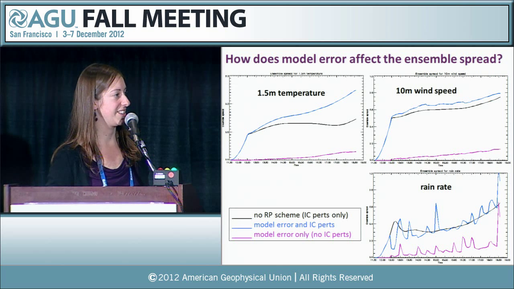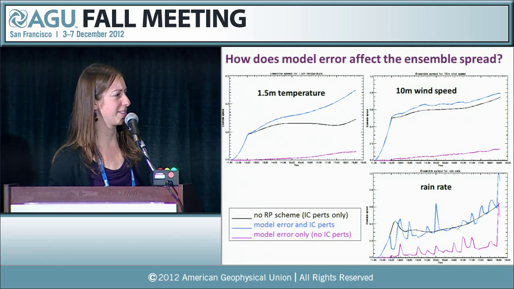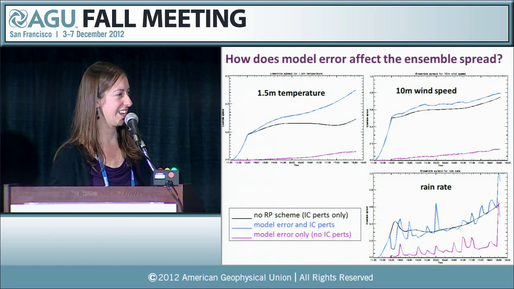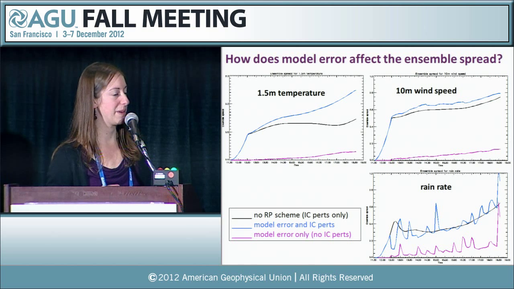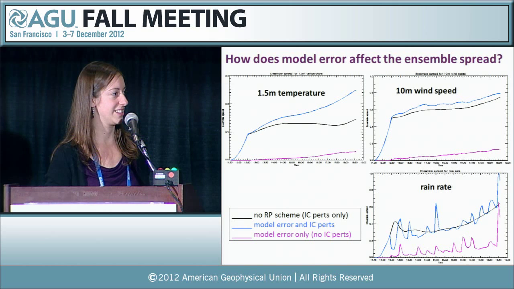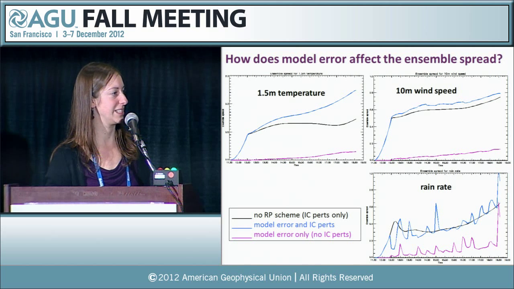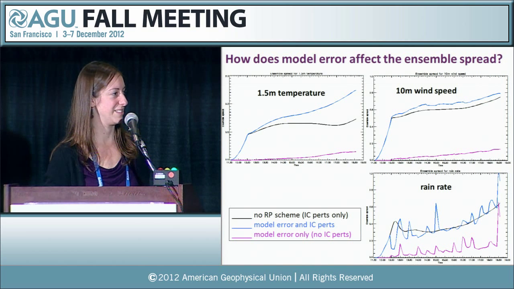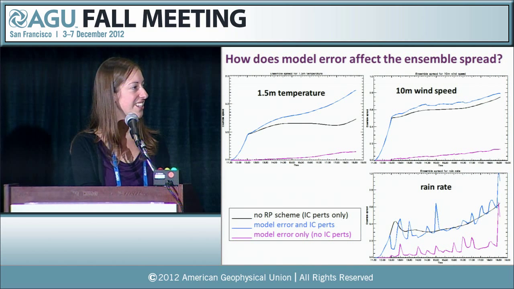The bottom plot shows what happens to the rainfall rate. So you can see that the effect of this RP scheme has actually introduced these periodic peaks in the rain rate. And the timing of these corresponds to the 30-minute interval that the RP scheme is applied. So obviously this isn't ideal because it seems to be kicking it a bit too hard.